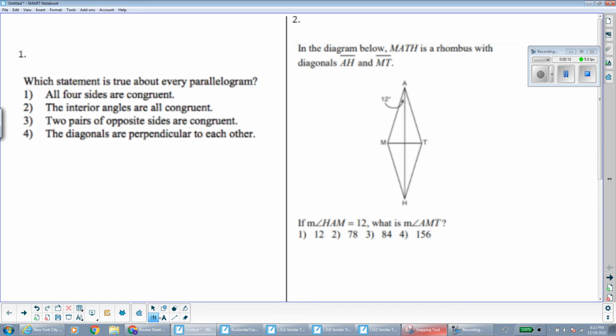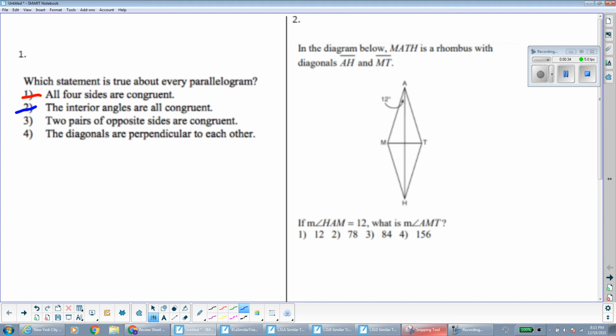It is not choice number 1 because all 4 sides are only congruent if we're talking about a rhombus or a square. The interior angles are not all congruent in just a regular parallelogram. That's only true if we're talking about a rectangle, which has 4 congruent 90-degree angles, or a square.